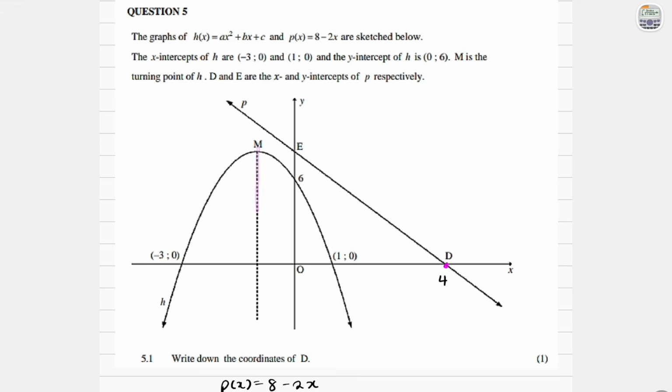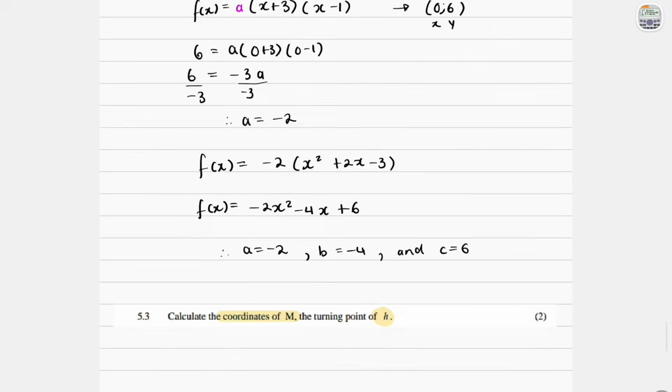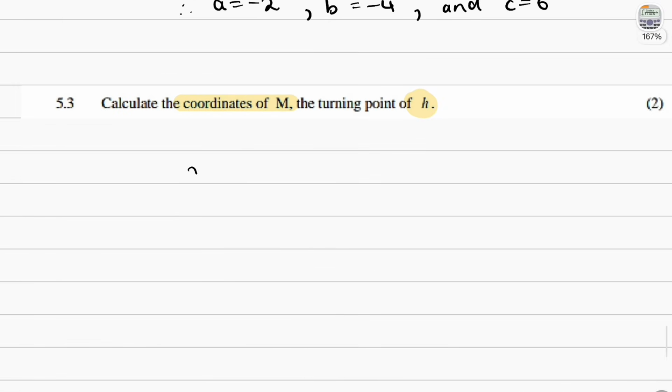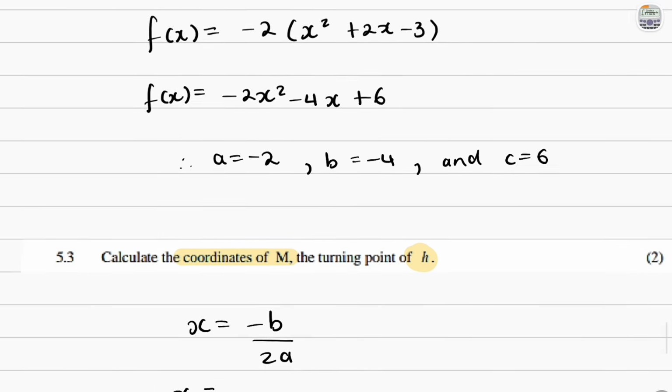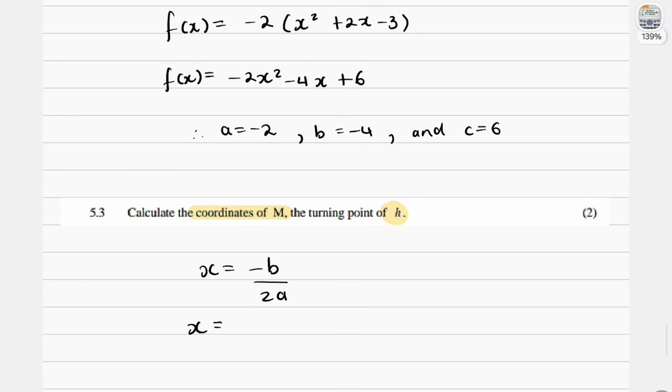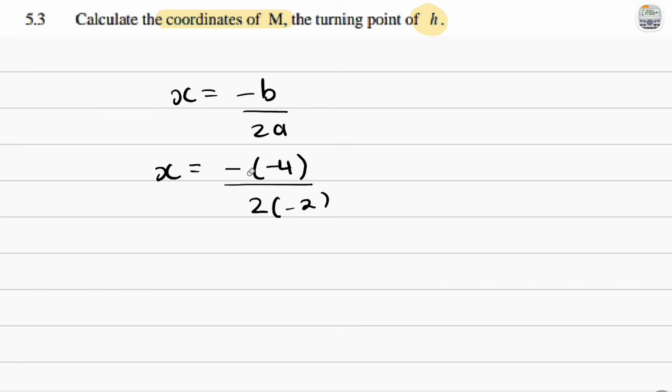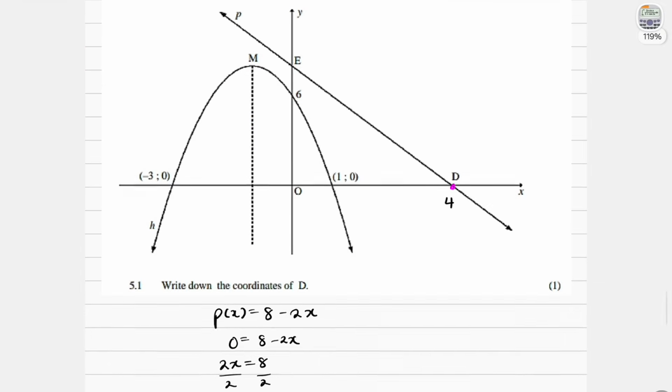So the x value of the turning point is found by saying x is equal to -b over 2a. So see the value of b and a. So x is equal to, we already have all our values here. b is -4, so -4, and then all over 2 times a, which is -2. So that becomes a +4 over a -4, because they multiply like that. And then it's going to give us -1. So x is equal to -1. So this is the x value of your turning point.